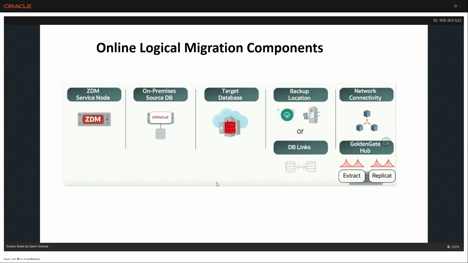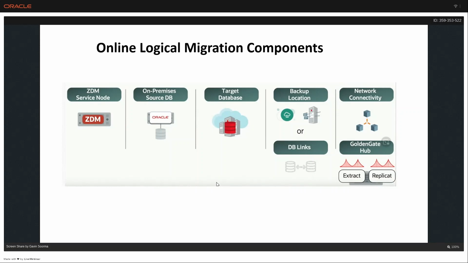And then I have my on-premise source, my target database, and a backup location. That is typically the object store where my export dump files will be copied. So moving from on-premise to OCI, I have to take the export dump file from on-premise and put it in the object store in the cloud.